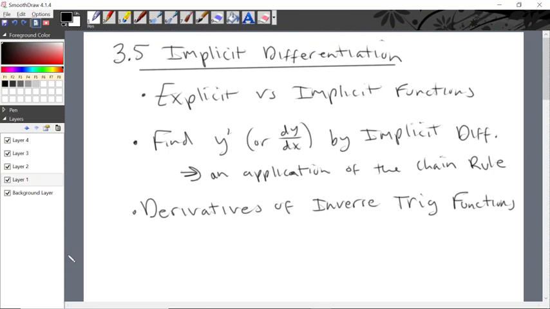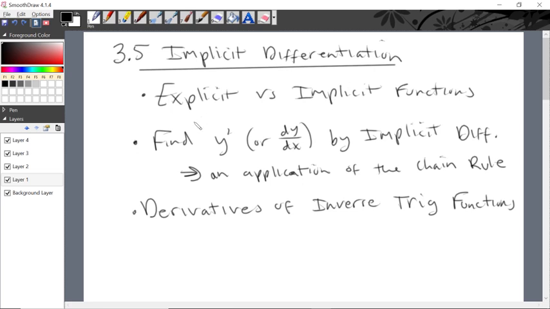Recently, we were introduced to the chain rule, which is a way to find the derivative of a composition of functions. Now, in section 3.5, we're introduced to an application of the chain rule, which is called implicit differentiation. That's where we use the chain rule in order to find the derivative of a function that we don't know an explicit formula for yet.